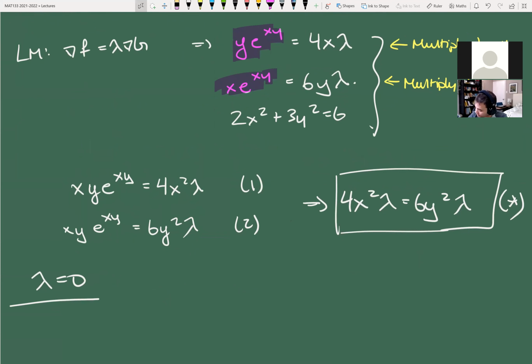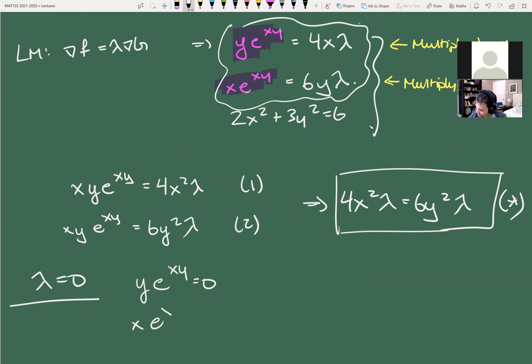Well, if lambda is 0, then I go back up here and look at these two equations at the top. And what does that give me? That gives me y e to the xy equals 0 and x e to the xy equals 0. And that's only possible if x and y are both 0, right? Because e to the xy is never 0. So if I get y times something which is never 0 equal to 0, then y had to be 0. Does that make sense?